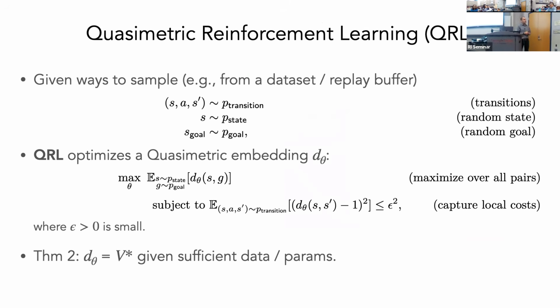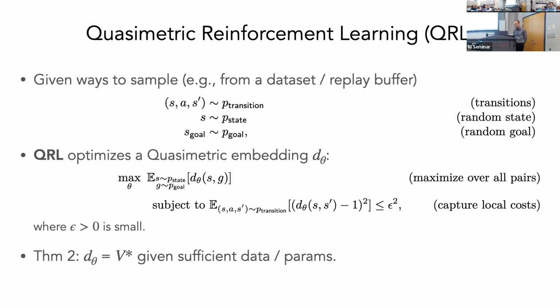How do you optimize it by ensuring these constraints? This is just gradient descent. So you use SGD or Adam or something. The constraint is using a kind of Lagrange multiplier method.